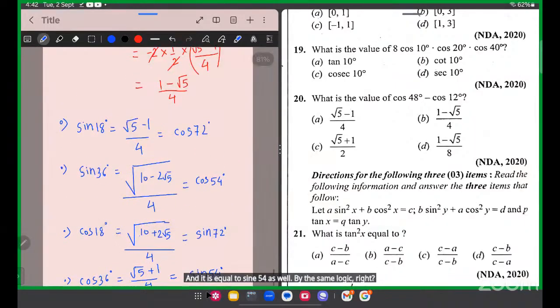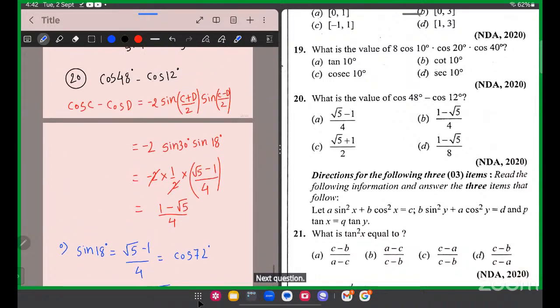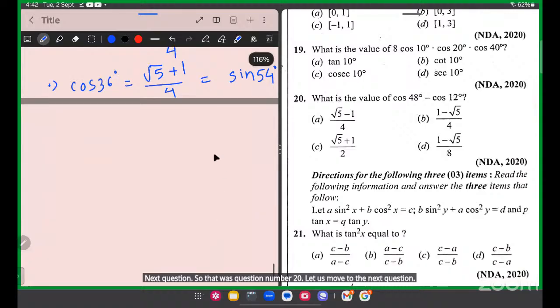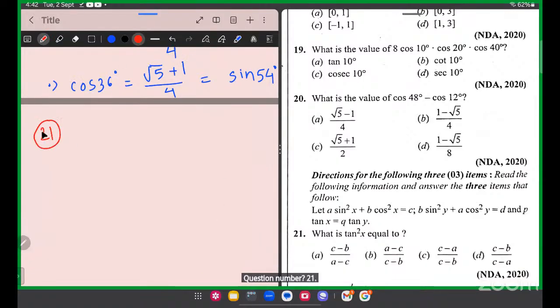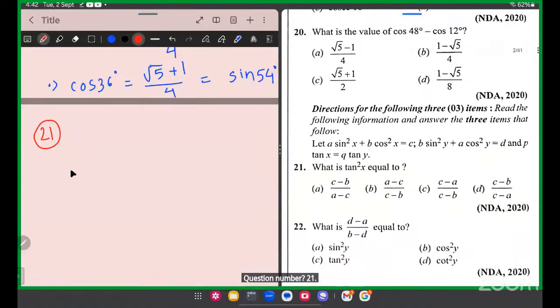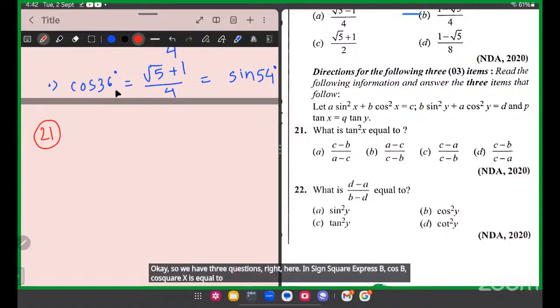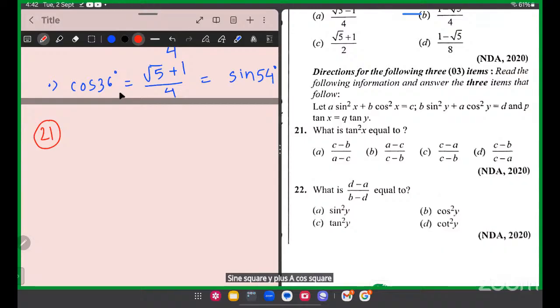Yeah. Next question. So that was question number 20. Let us move to the next question. Question number 21. Okay. So we have 3 questions right here. A sine square x plus b cos square x is equal to c. In the same way, b sine square y plus a cos square y is equal to d. p tan x is equal to q tan y. Then tan square x is equal to what?